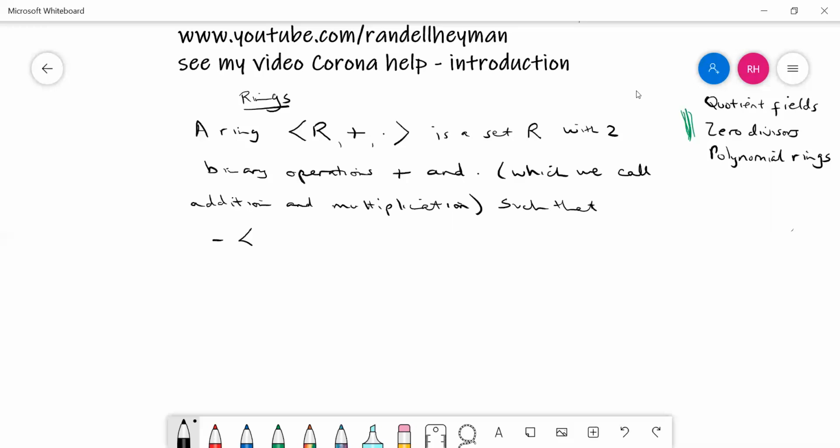The first is that if we consider just the set with the operation addition, well, that has to be a group, but it has to be an abelian group, which I talked about in the previous video. So that just means that you can change the order at which you apply this operation.